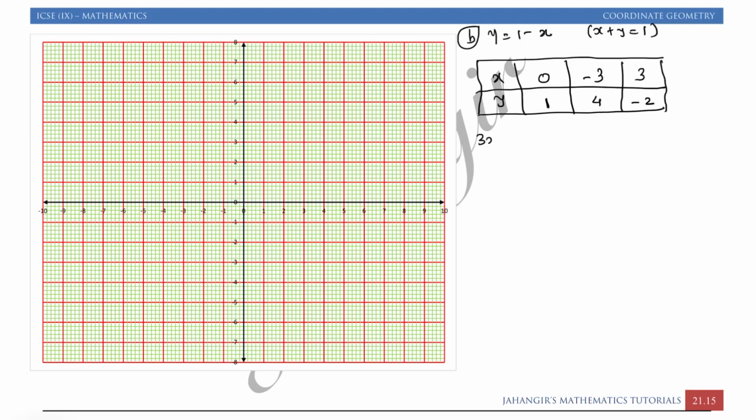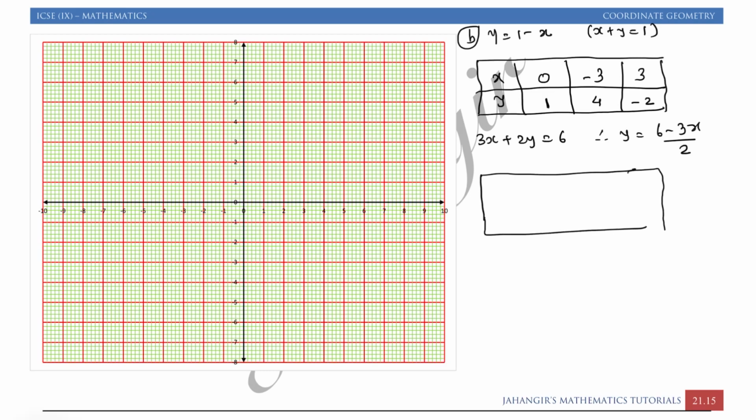Second equation was 3x plus 2y is equal to 6. We made it y is equal to (6 minus 3x) upon 2. x, y. First x value 0, then y value 3. Then 2, 0. Then minus 2, 6. These are the values which we had found out.